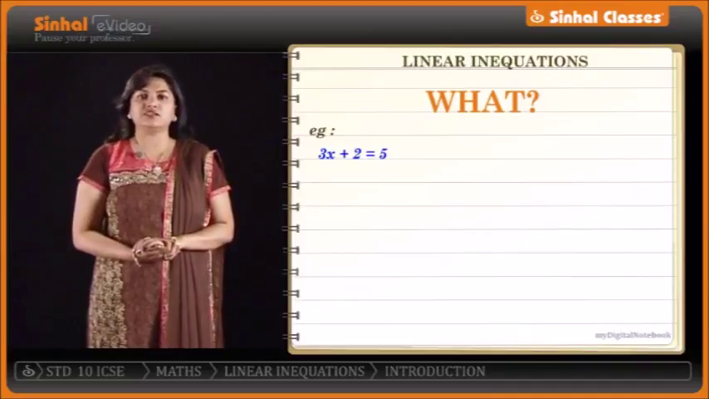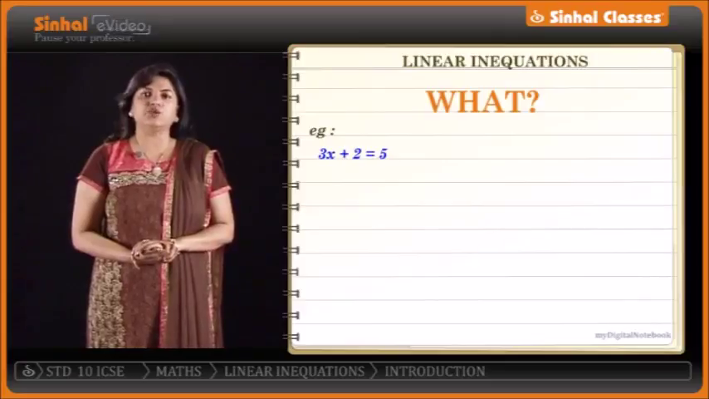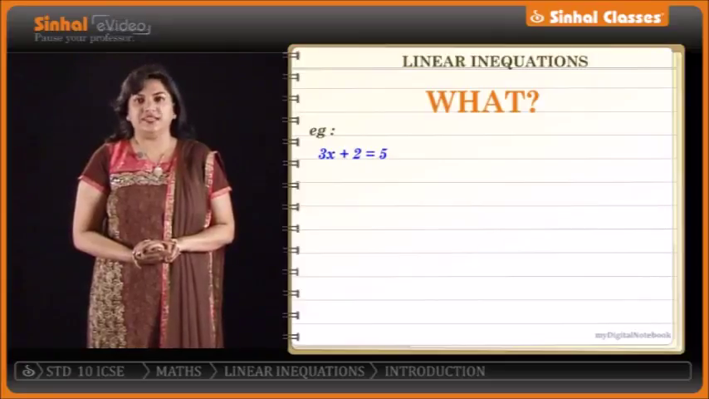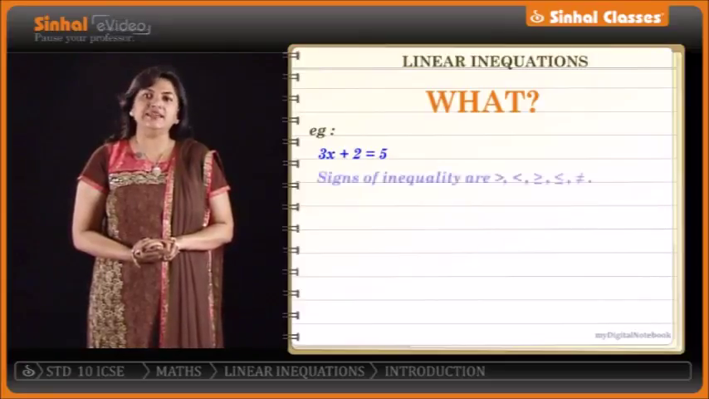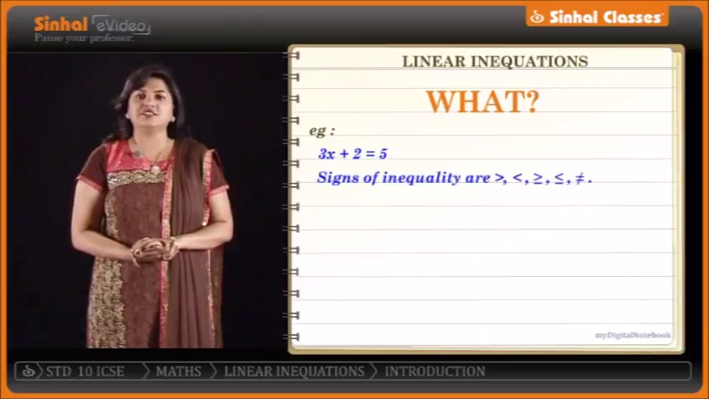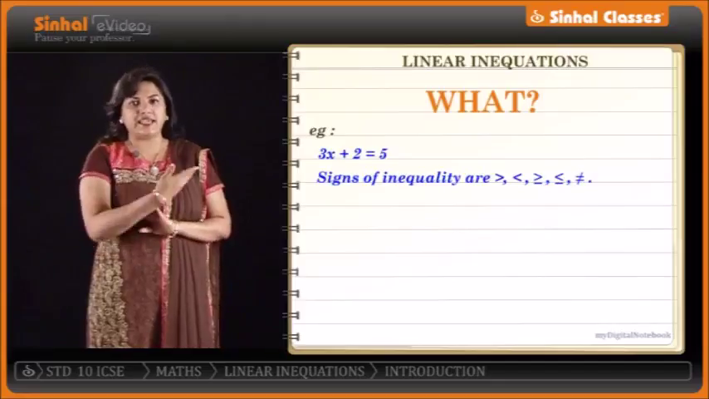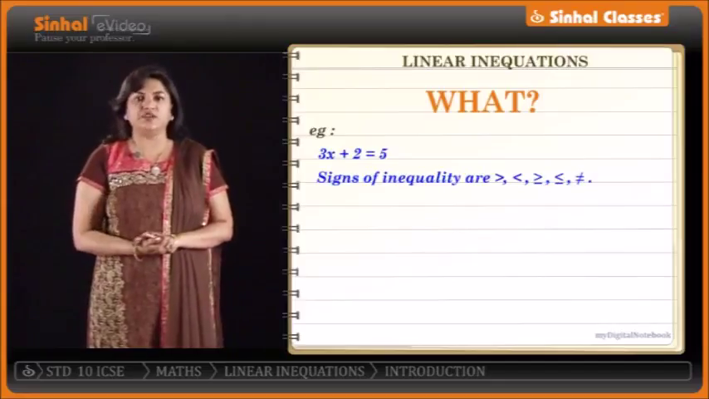Now, we change the sign of equality to the sign of inequality. We get a linear inequation. Which are the signs of inequalities? Greater than, less than, greater than equal to, less than equal to, not equal to.